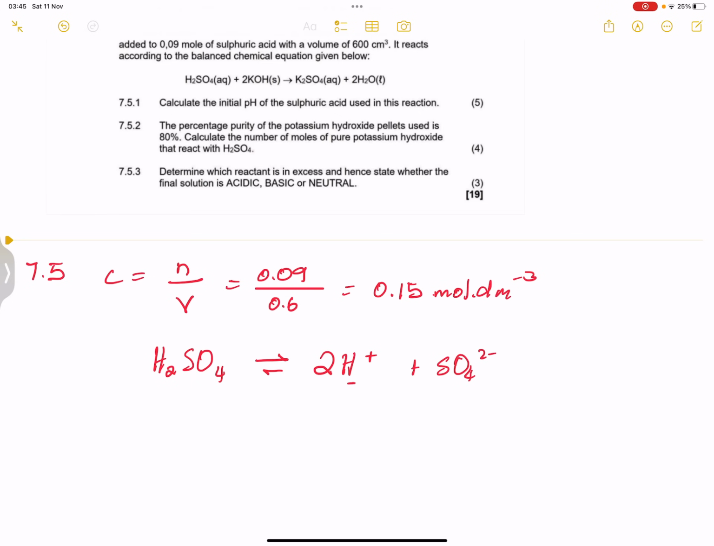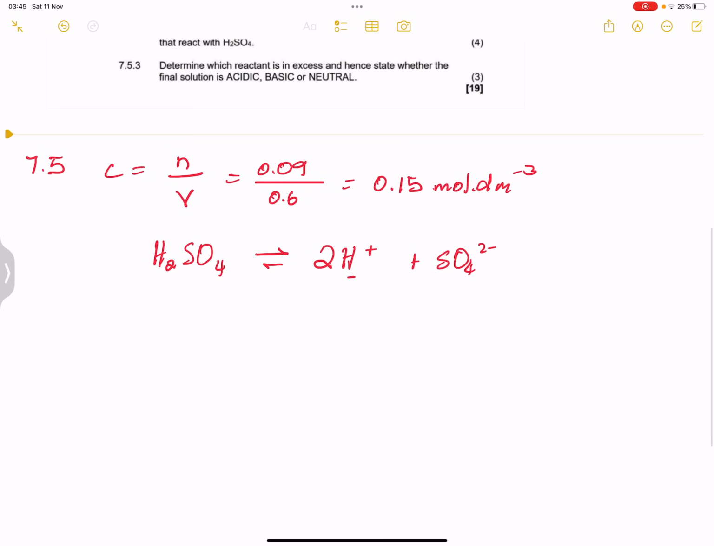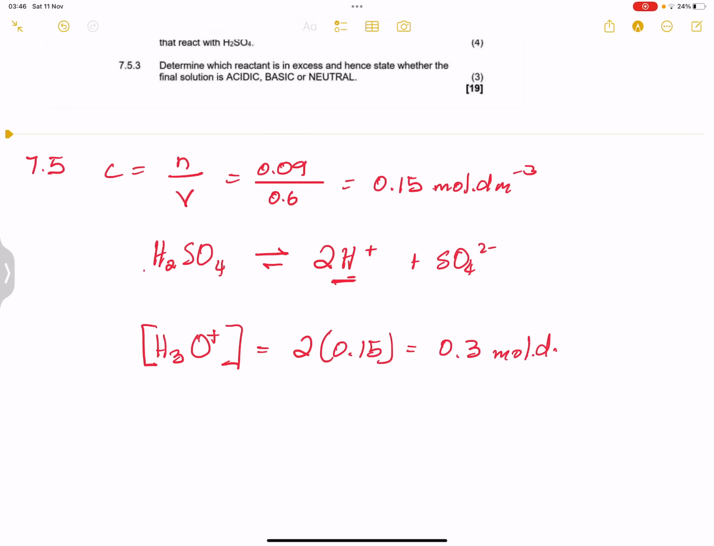According to the reaction that we saw there, it reacts twice to give us those 2 hydronium ions. So what does that mean? The concentration of the hydronium ions, which are the same as H3O+, should be twice the concentration of our sulfuric acid. So the H3O+ concentration should be 2 times 0.15, which is 0.3 moles per cubic decimeter.